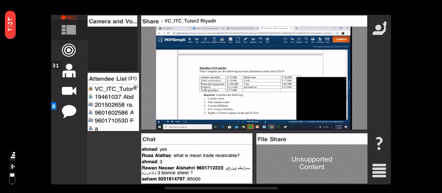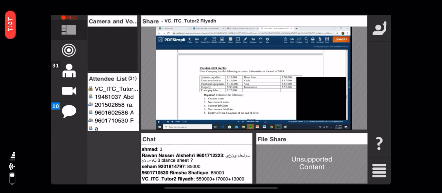So now current assets: 13,000 plus cash 17,000 plus inventory 55,000. So 55,000 plus 17,000 plus 13,000. Okay, so the total will be 85,000. So the answer to required number one will be 85,000. Okay, he didn't ask you about preparing a balance sheet. Just go and find the following requirements.